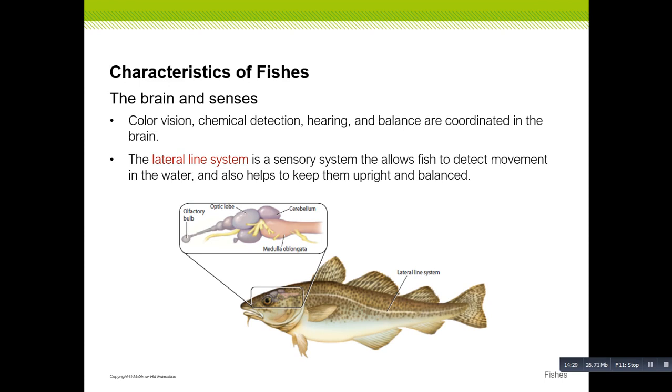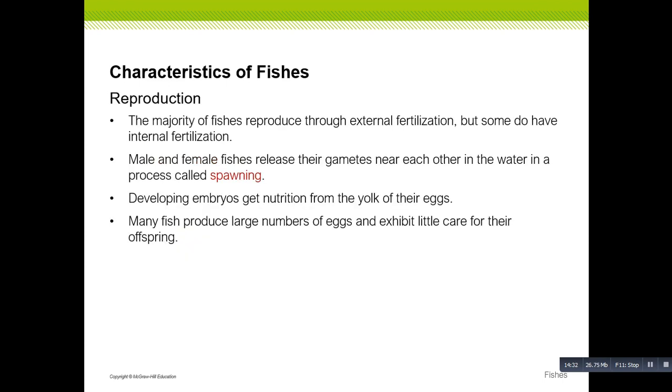For reproduction, most of our fishes are going to reproduce through external fertilization. But some of our fishes do have internal fertilization. For example, the species of shark which we will be dissecting will use internal fertilization. The female sharks will actually give live birth to little baby sharks that are ready to come out eating and swimming. But our perch are going to have external fertilization, as will most other fishes.